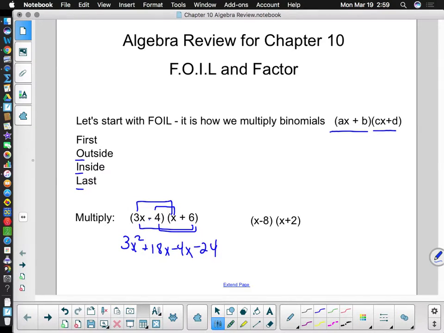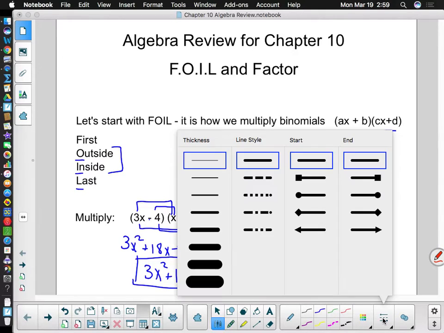And we combine like terms as is possible. Usually it's the outside inside that wind up combining, and that's the case here. So plus 18x minus 4x is plus 14x. So 3x squared plus 14x minus 24. And I've FOILed out those binomials. Let's try again with x minus 8 and x plus 2.